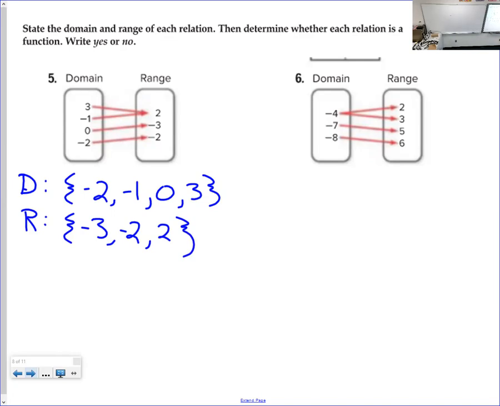This, I'll do the show of hands, just trying to see where people are. Who thinks that this is a function? Raise your hand. Number 5. Is 5 a function? Who thinks 5 is not a function?